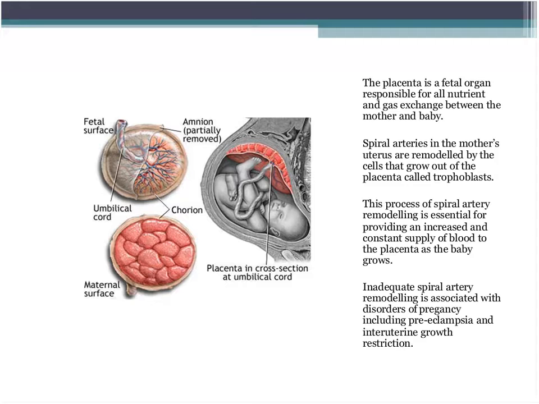And we know this process is really important for pregnancy because when it's inadequate, it's associated with several pregnancy disorders that occur in the third trimester, including preeclampsia, which is a hypertensive disorder of pregnancy, and intrauterine growth restriction, which is when babies are born small.